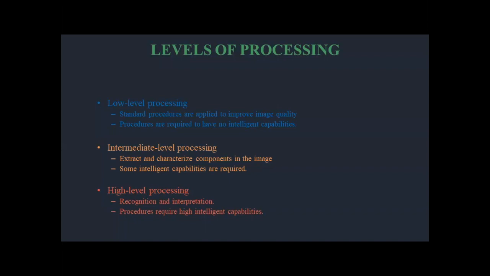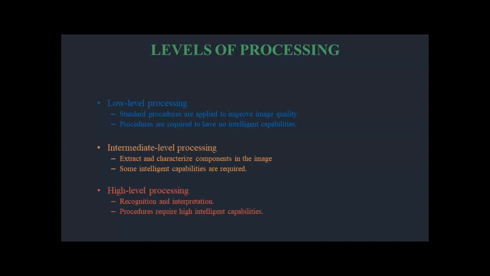While in intermediate processing, we have the exact and characterized components of the image, and some intelligent capabilities are introduced, like representations, intermediate representations, and segmentations. We can do this with the help of our knowledge base.